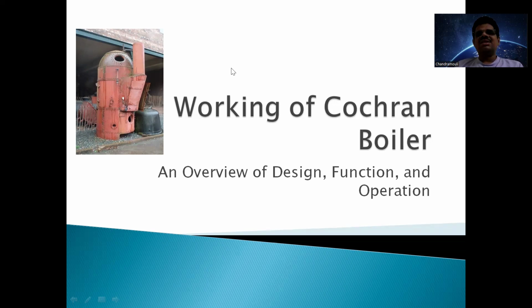In the furnace, the fuel is burnt so that hot flue gases are formed, and these hot flue gases in turn transfer their heat to the water surrounding them, and hence the water is converted into steam. So this is basically the function of any boiler.